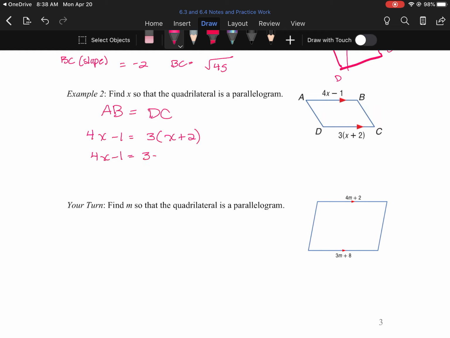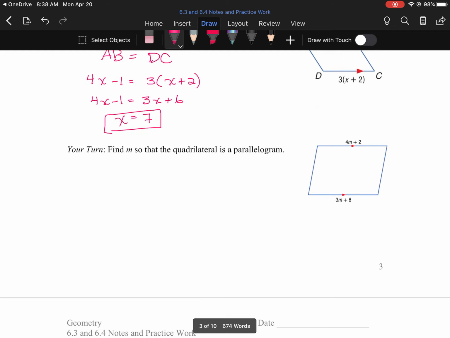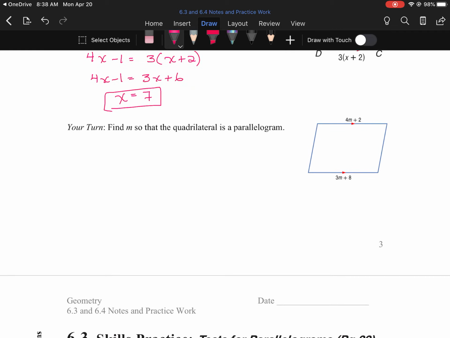We have to go ahead and distribute. All right, I'm going to add 1 to both sides, so I get 7. I'm going to subtract 3x from both sides and get x. So x is equal to 7. And you can check this by substituting it in. All right, so take a moment, try this last your turn, pause the video, and then come back and check.